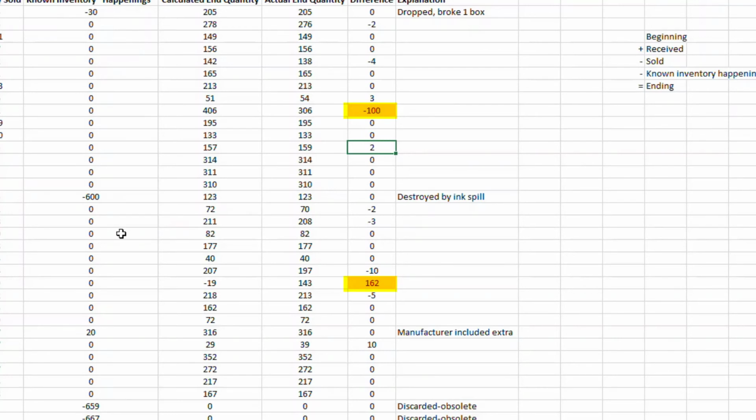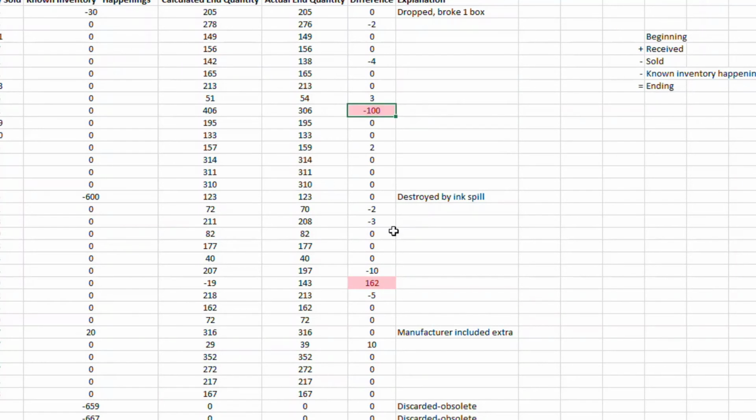So we already know about some of them. We know that 600 of these were destroyed by an ink spill. 30 of these were broken when a box was dropped. The manufacturer included extra of these because they accidentally overproduced a little bit. And then this set of SKUs we discarded because they're not good to us anymore. They were obsolete.